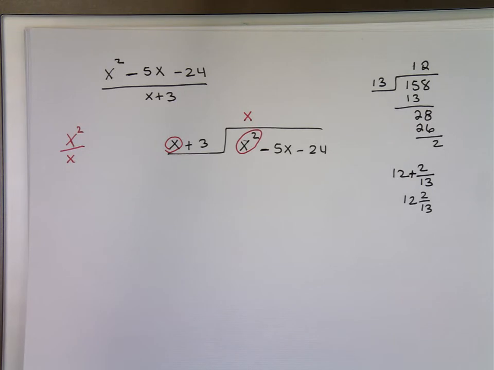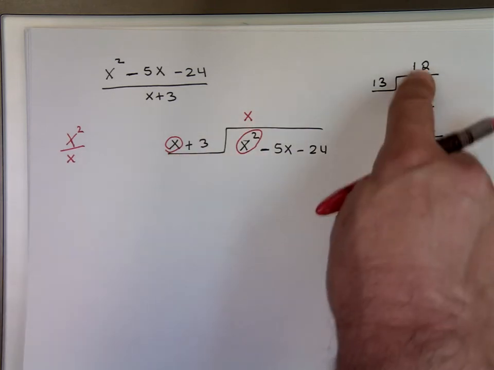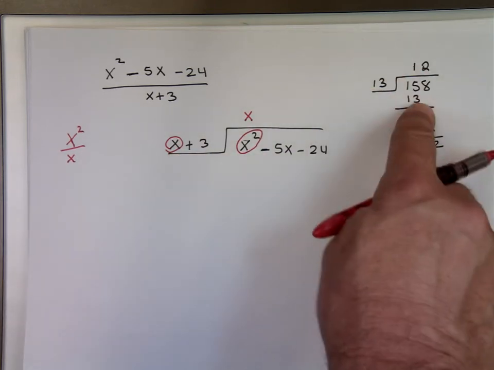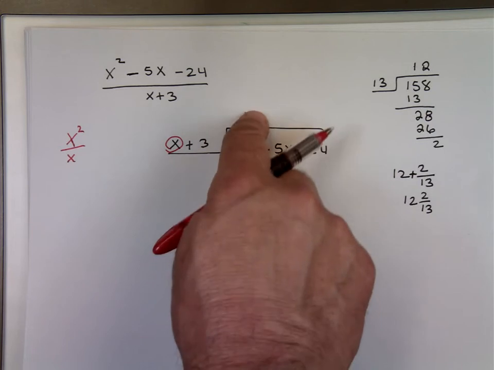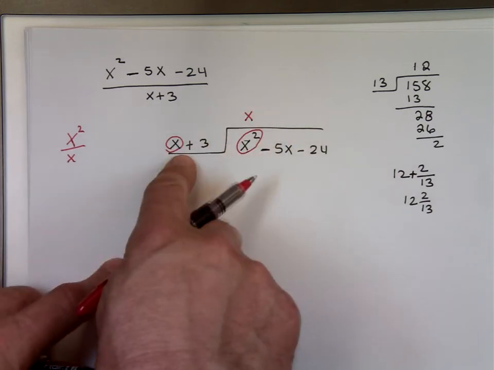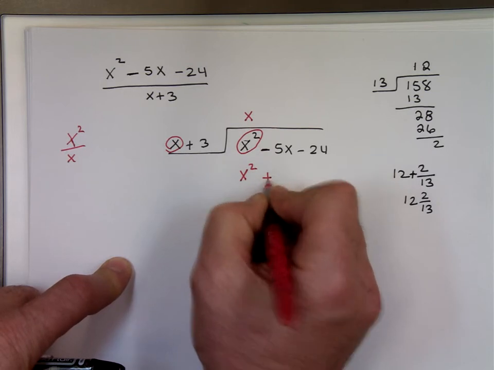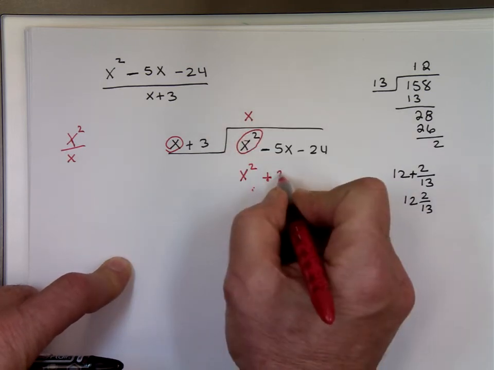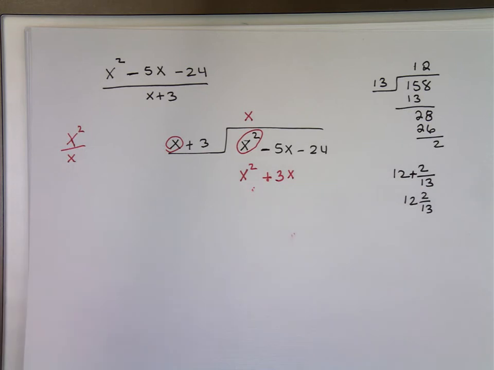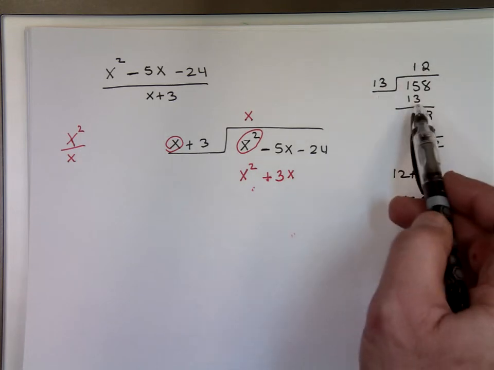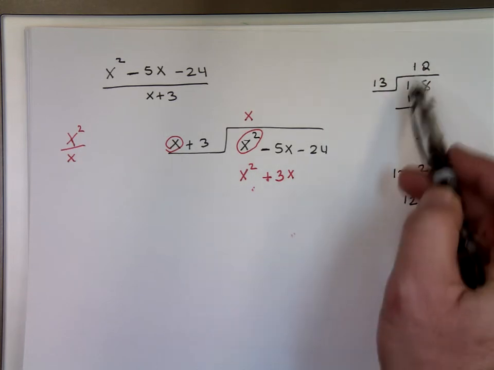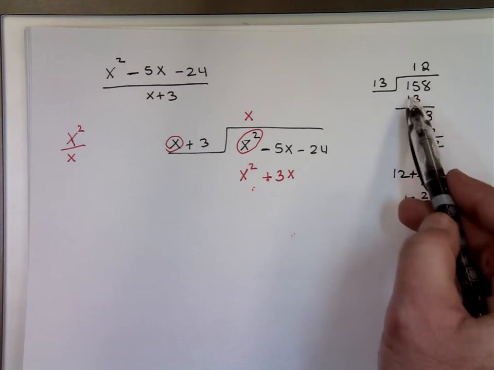And now let's multiply. What is x? Just like with numbers, when you put the 1, you go 1 times 13 is 13. We're going to do the same thing. We're going to multiply this by that. What's x times x? X squared plus, what's x times 3? 3x. We did here 1 times 3 is 3, 1 times 1 is 1. Then after we put that, what was the next step for us? To subtract 13 from 15, right?